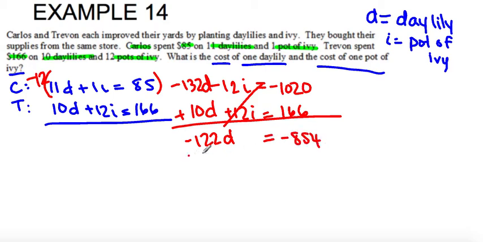I have to get D by itself, so I divide both sides by negative 122. So the cost of 1 daylily is $7.